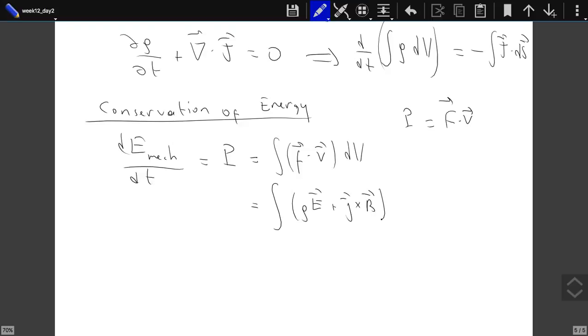Just for simplicity, I will assume everything in vacuum. Times v dV. But you see, J is nothing but ρ times v, so it is perpendicular to v, so that the B term doesn't deliver any power. That's basically the fact that the B field doesn't do any work. So this is equal to ρ E dot v.